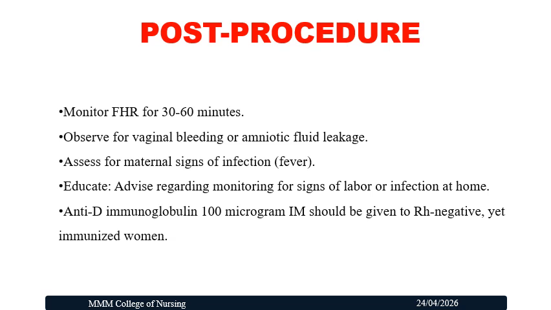Post-procedure. Monitor the fetal heart rate for the next 30 to 60 minutes, and observe for any vaginal bleeding or amniotic fluid leakage. Assess for any maternal signs of infection, such as the mother developing a fever. Then educate the mother regarding monitoring for signs of labor pain or infection at home. If the woman is Rh negative, then we are supposed to administer anti-D immunoglobulin, 100 microgram IM.